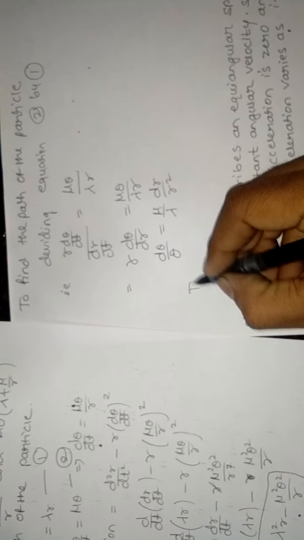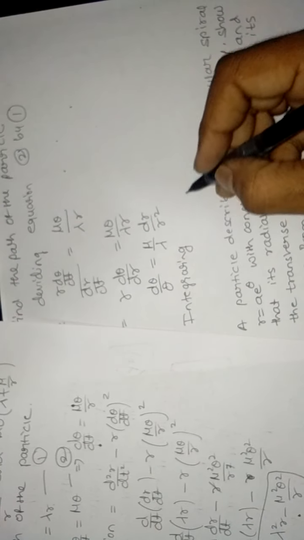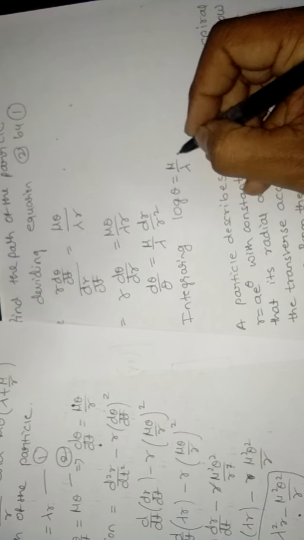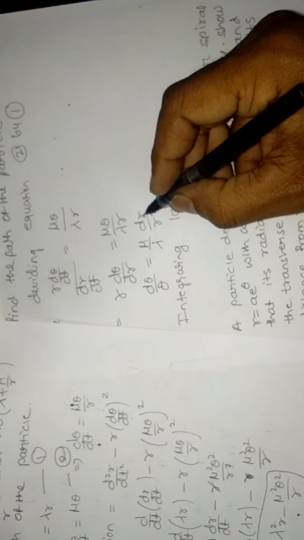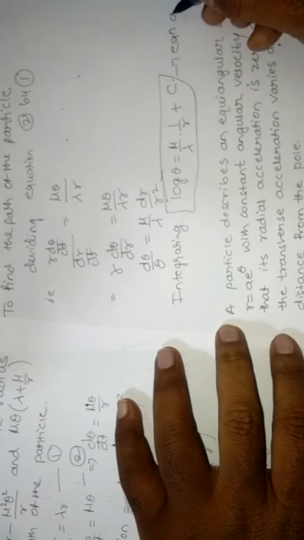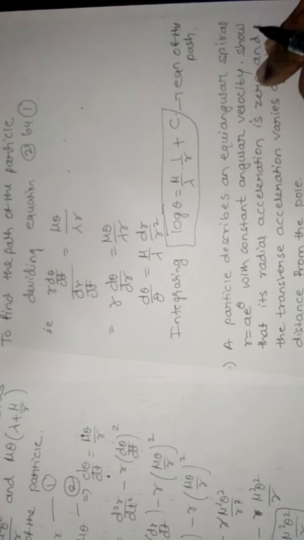So integrating both sides, which gives log theta is equal to mu by lambda into the integration of dr by r square, which is 1 by r, plus the integration constant, that is c. So which is the equation of the path. Okay, so this is how we solve the problem.